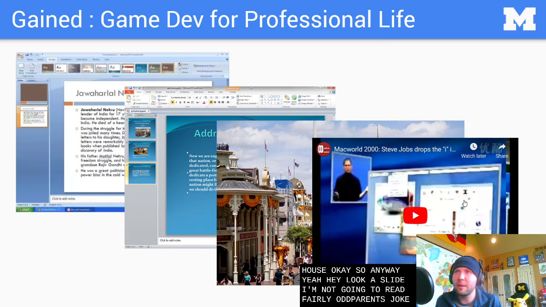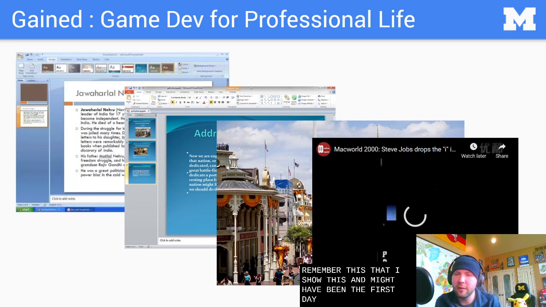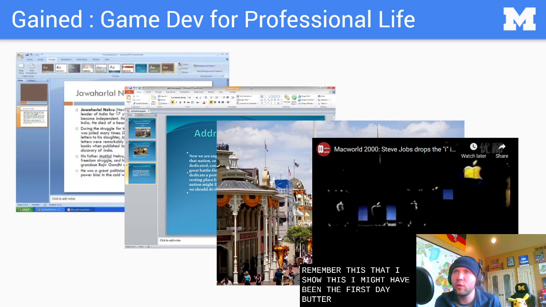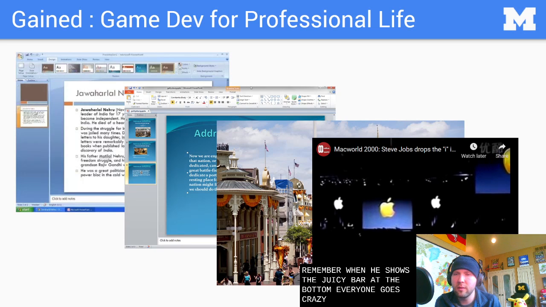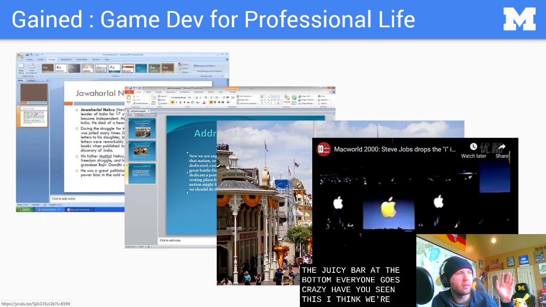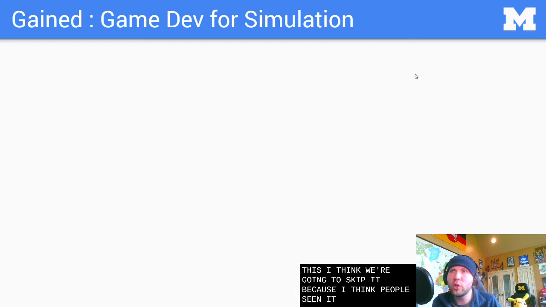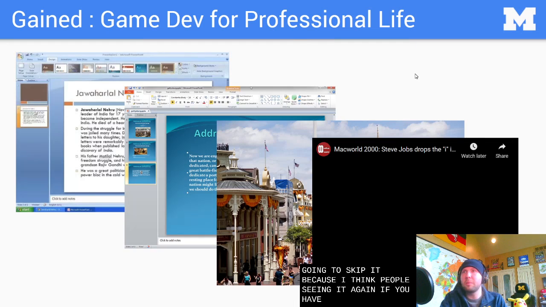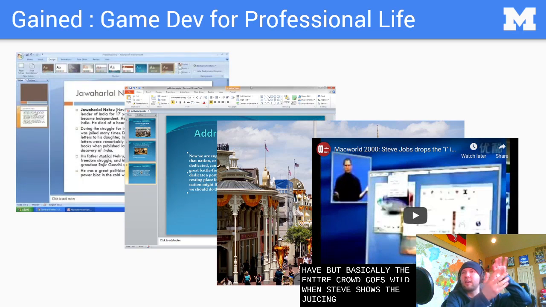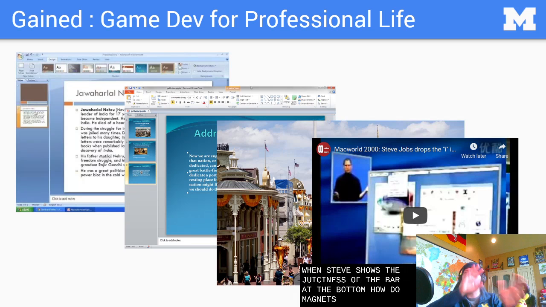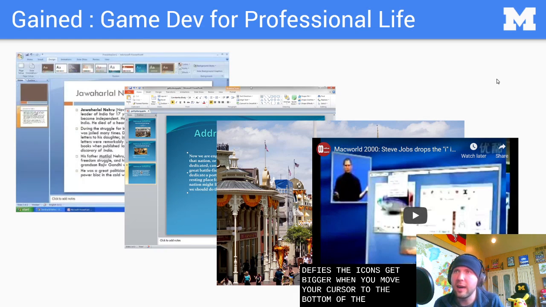Here's a really fun example I don't think I showed you. This is Steve Jobs from Macworld 2000. Do you remember this? Did I show this? I might have in the first day. But remember when he shows the juicy bar at the bottom? Everyone goes crazy. Oh, have you seen this? I think we're going to skip it because I think people have seen it. We'll show it at the showcase again if you have. But basically, the entire crowd goes wild when Steve shows the juiciness of the bar at the bottom, how it magnifies. The icons get bigger when you move your cursor to the bottom of the dock.